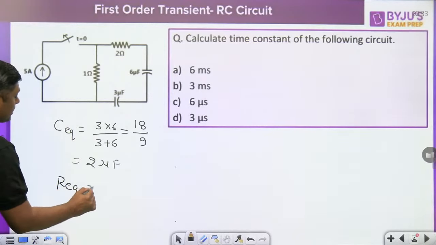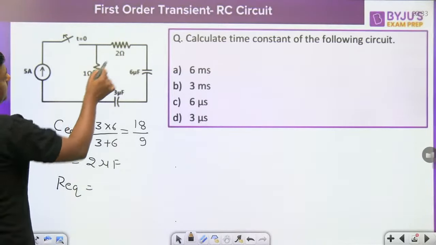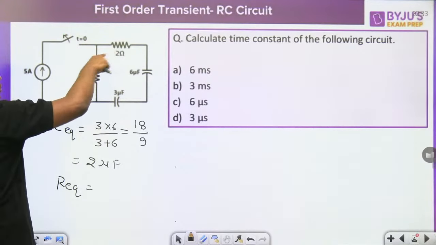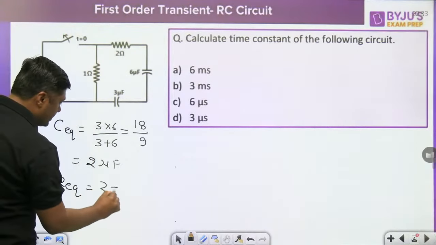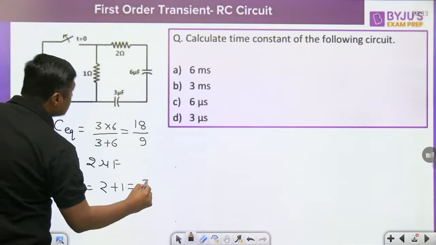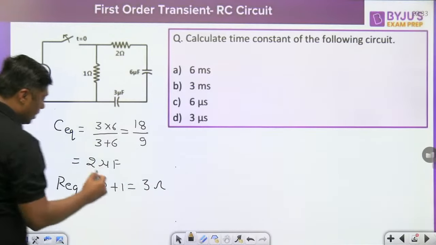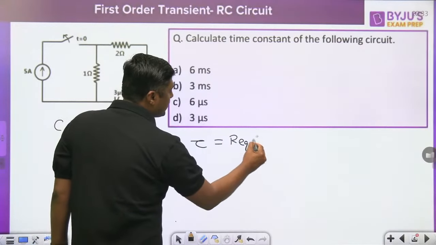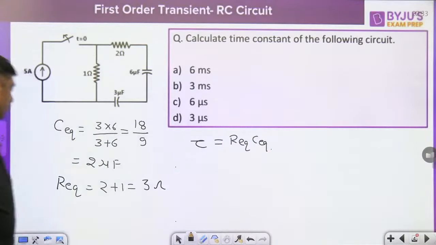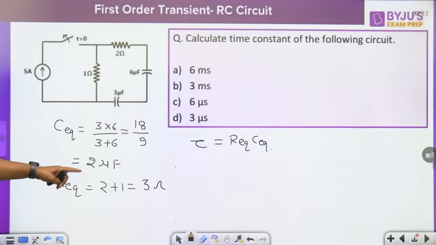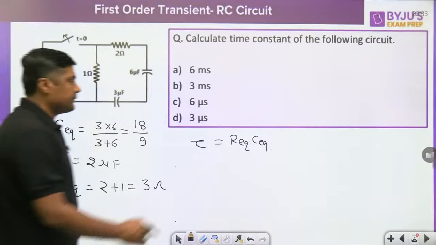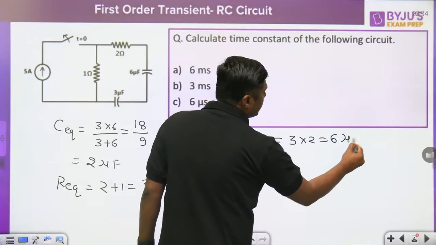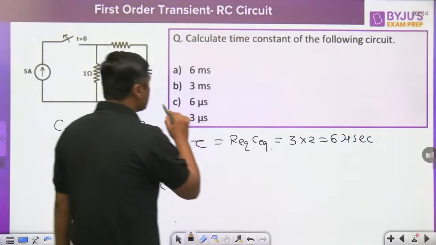What is the R equivalent? These two resistors, because the switch is open. Try to understand, this switch is open, and that's why the 2 and 1 ohm are in series. So what is this? 3 ohm. Now, what is the time constant of the circuit? R equivalent into C equivalent, that is 3 into 2, 6 microsecond. 6 microsecond will be the answer for this question.